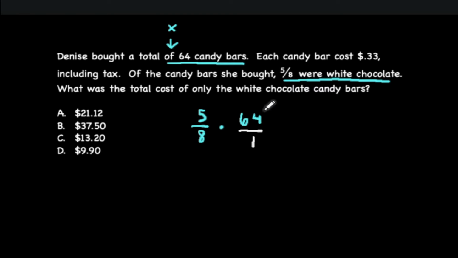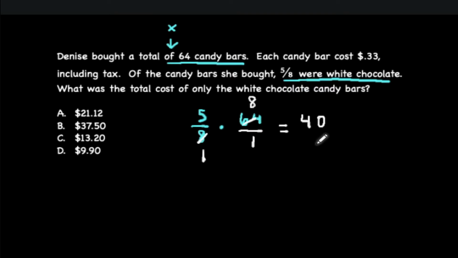So you can check here, and we can simplify this before multiplying across the numerators and across the denominators. Those of you who are not allowed to use calculators. Okay, so this 8 goes into 8 once. 8 goes into 64 8 times. And then we're multiplying across the numerators and denominators, and we have 40 over 1. And I'll just leave 40 here because 40 over 1 is the same value as 40. Okay, so now we know that we have a total of 40 white chocolate candy bars.